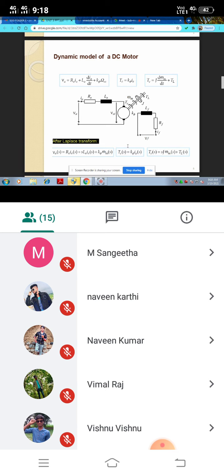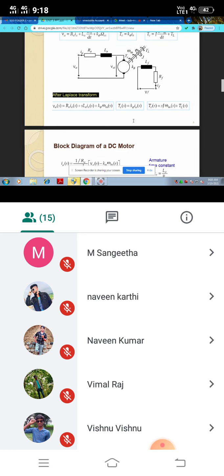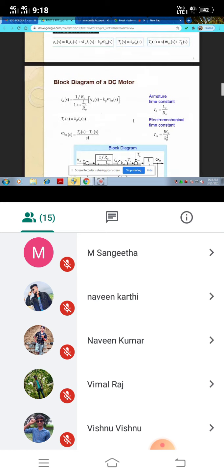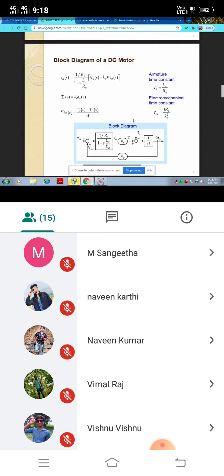Similarly, we make another two Laplace equations from these two differential equations. These two differential equations come from the mechanical load of this equivalent circuit. Okay, got it? Next, we make these three Laplace equations into a block diagram of a DC motor. I think all of you remember the block diagram making or block diagram reduction from control systems.